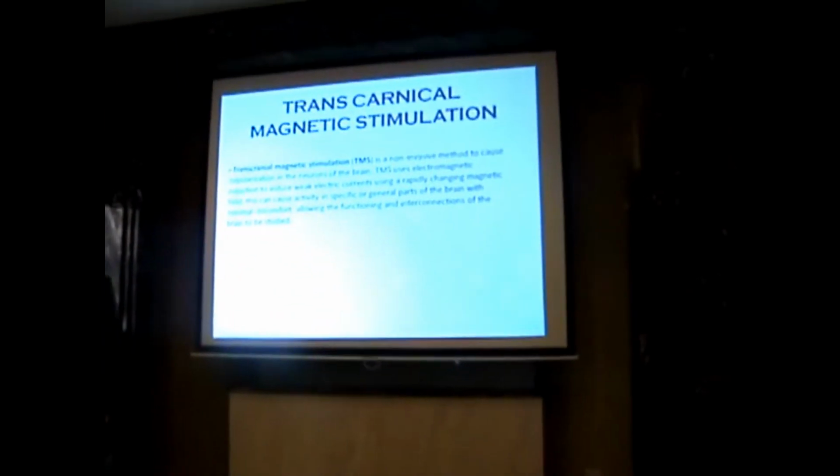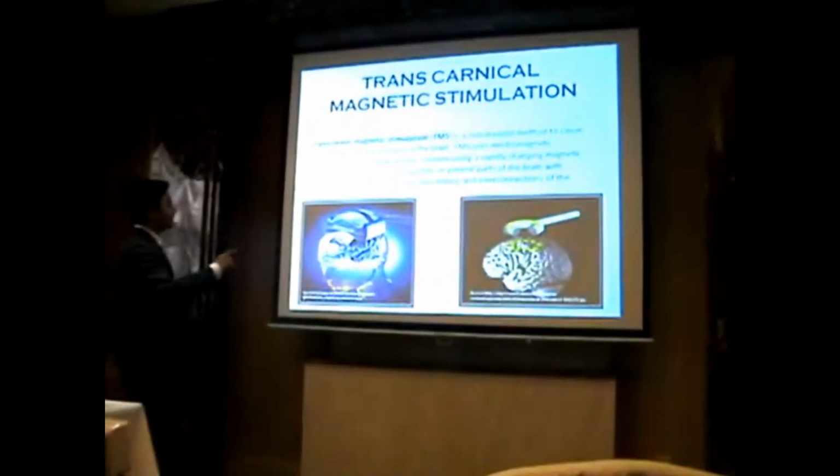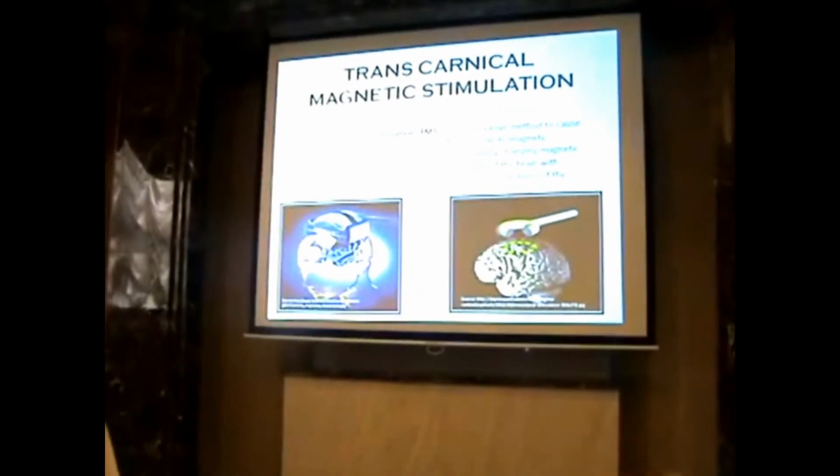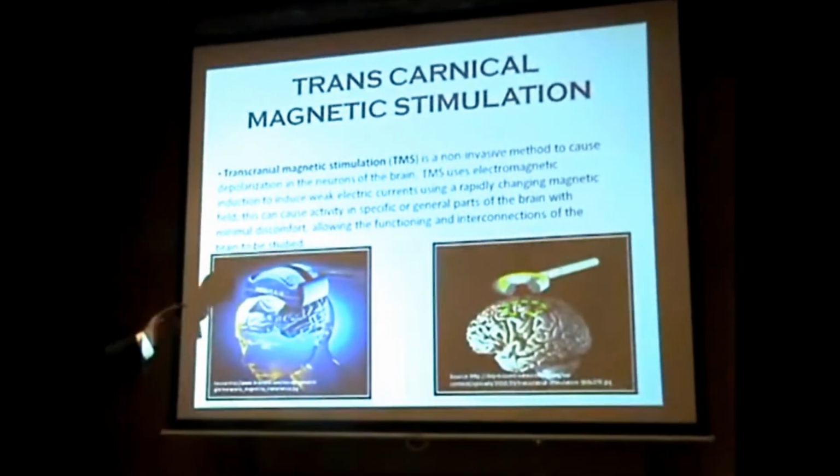Well, transcranial magnetic stimulation. The definition is extracted from Wikipedia. It says it's a non-invasive method to cause the depolarization in the neurons of the brain. It uses electromagnetic induction to induce weak electric currents using a rapidly changing magnetic field.